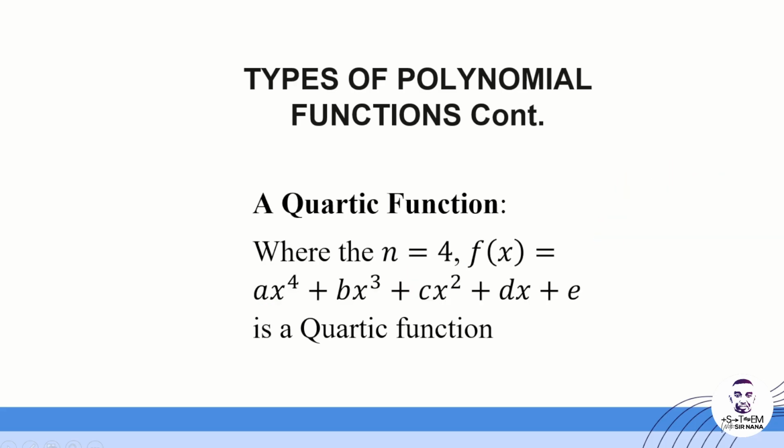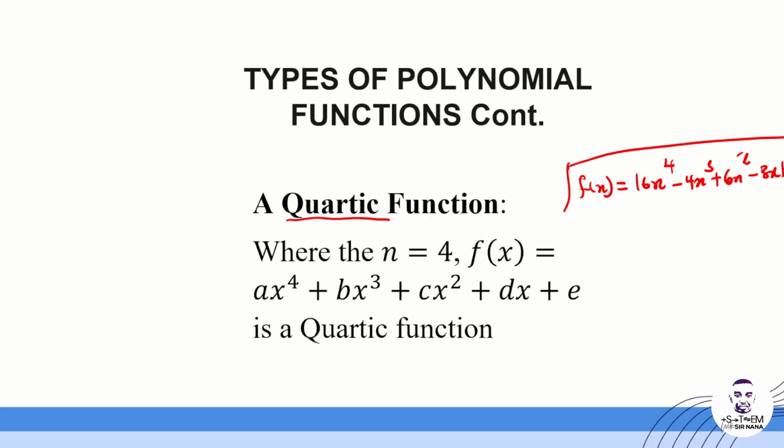When n is equal to 4, we have a quartic function. So a quartic function is ax raised to the power 4 plus bx cubed plus cx squared plus dx plus e. So for instance, we can have f of x equal to 16x raised to the power 4 minus 4x cubed plus 6x squared minus 3x plus 2, right? And this is basically a quartic function because the highest power of the x is 4. We can also have g of x equal to x raised to the power 4 minus 1. This is also a quartic function.